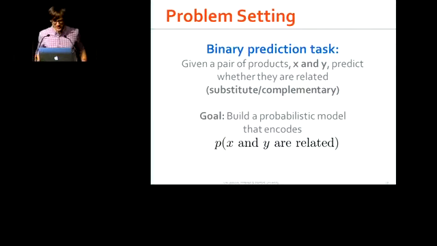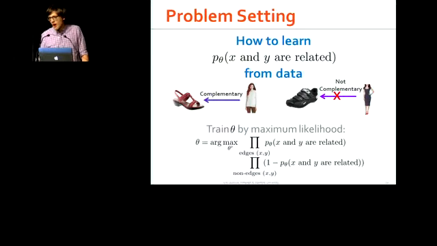The way we do this is that for any pair of products, X and Y, we want to predict whether they are related. When I say predict, we want to say, are they complementary or substitute, or neither of these? So I would like to have some probabilistic model that, given a pair of products, tells me whether they are related. It returns, let's say, the probability of them being related. So how will I do this?